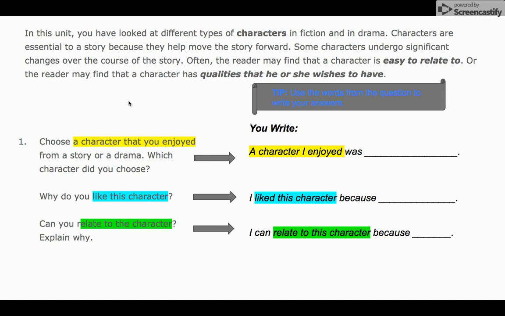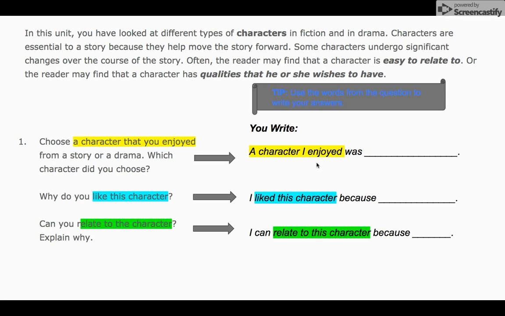So your job in the first question here, there's actually three parts to this first question, is to first choose a character that you enjoyed from a story or a drama, that means a play or a TV show. Which character did you choose?